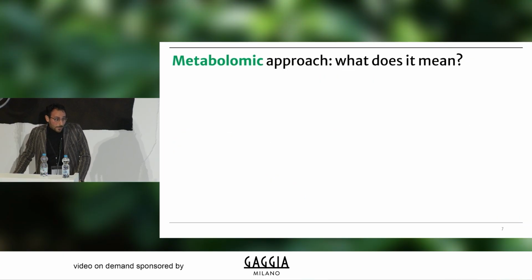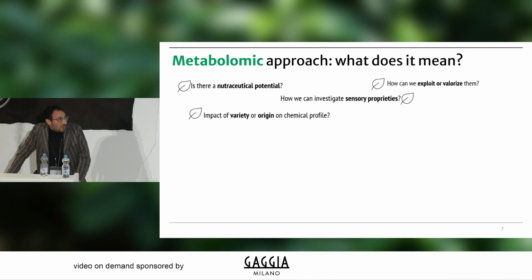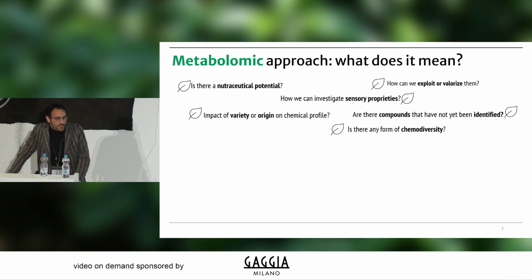During the last year, many questions arose, and I want to share some of them with you. The first one: is there any nutraceutical potential inside these leaves? How can we exploit or valorize them? How can we investigate the sensory properties of this kind of byproduct that can be used to produce infusions, so new products? Is there any impact of variety or origin on the chemical profile? Also, there are compounds that have not yet been identified in our leaves. And finally, is there any form of chemodiversity?